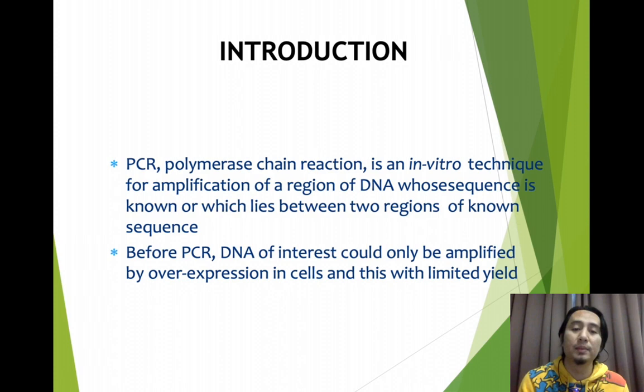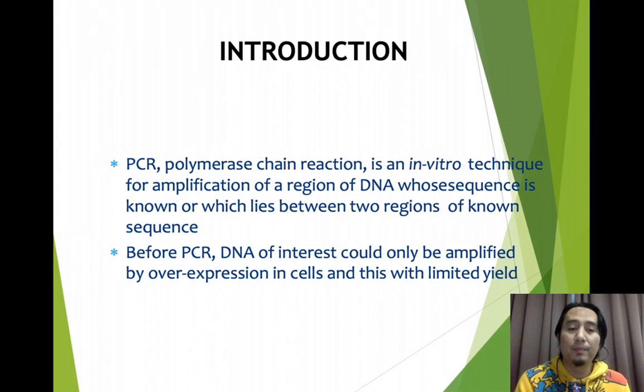And before PCR, DNA of interest could only amplify by overexpress in a cell, and this with limited yield. Of course, when we did in organism, example, E. coli, we will face difficulties to find a suitable host and suitable a vector or plasmid that involve to amplify our gene of interest. But then, when PCR be invented, those difficulty can be overcome.